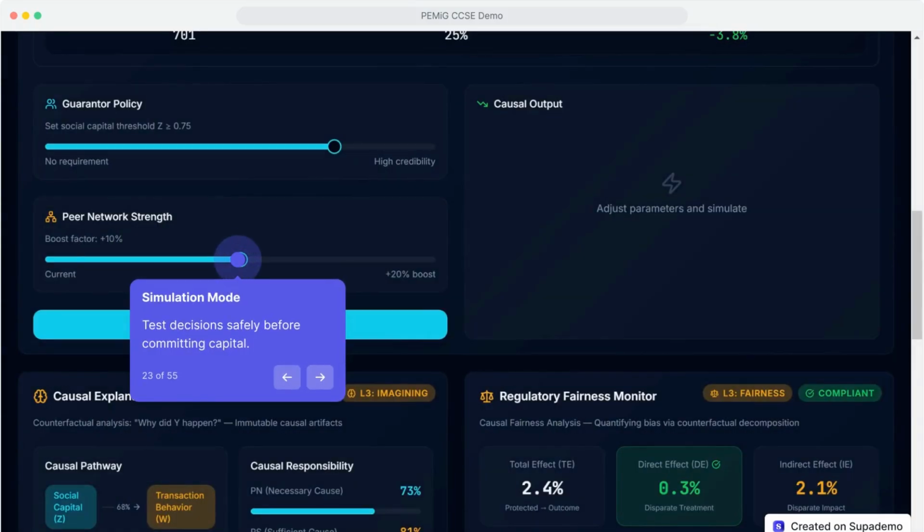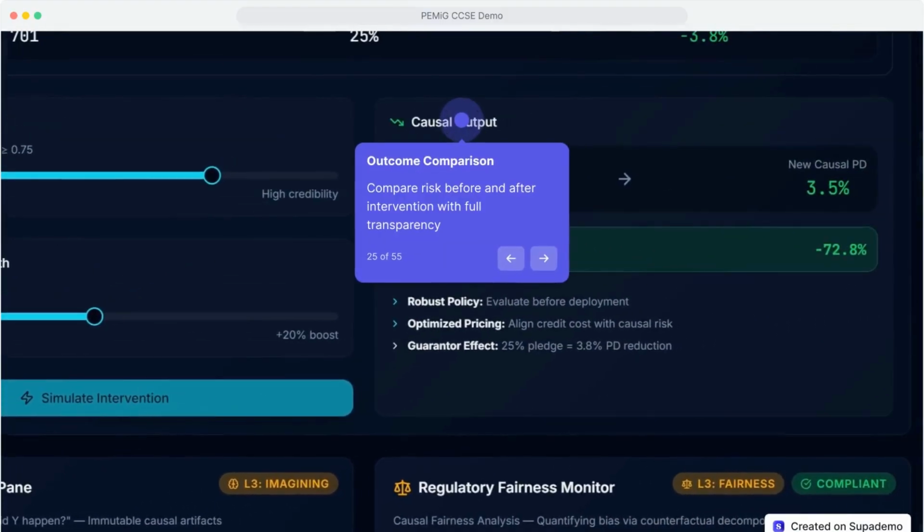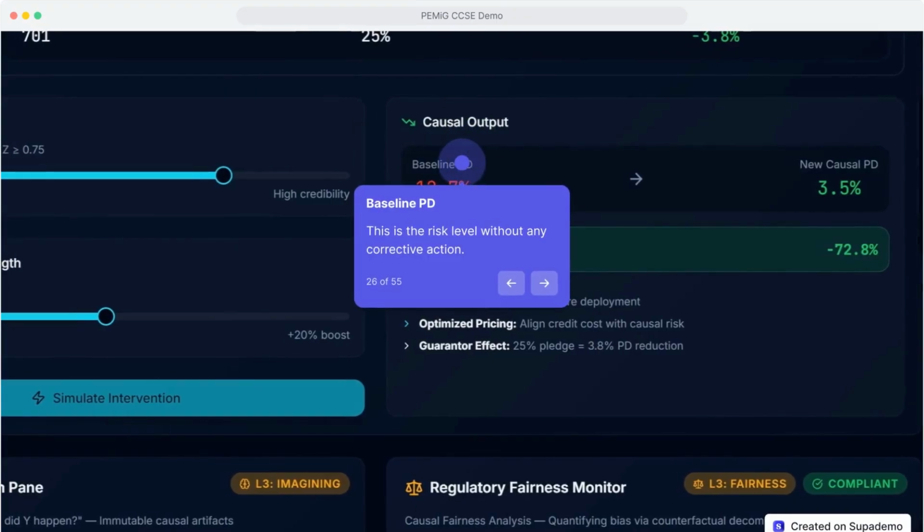One of the best things about PEMiG? We let you simulate interventions before making any actual decisions. Whether it's adjusting loan terms or bringing in a guarantor, PEMiG shows you the exact change in risk. This way, you're never guessing, you're always acting on real data.